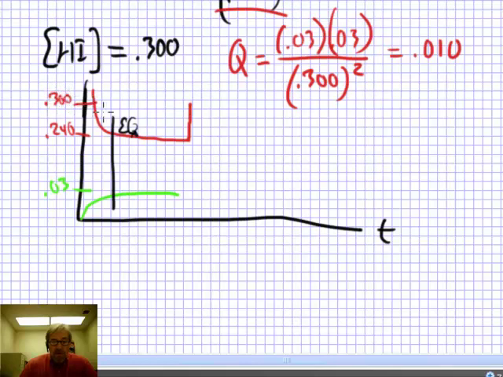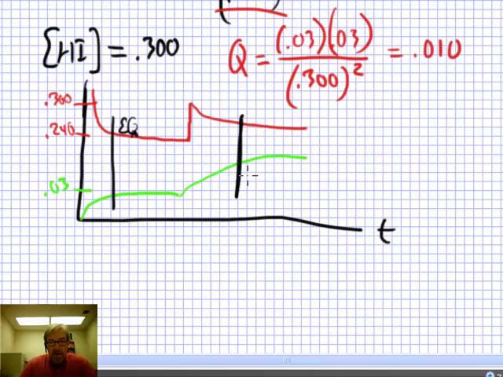How did the system respond? Well, this is going to go back to equilibrium. So this value drops down again to some final equilibrium value. If the concentration of HI went down, then the concentrations of H2 and I2 are going to have to respond by going up until a new equilibrium is established again, and the concentrations are no longer changing.